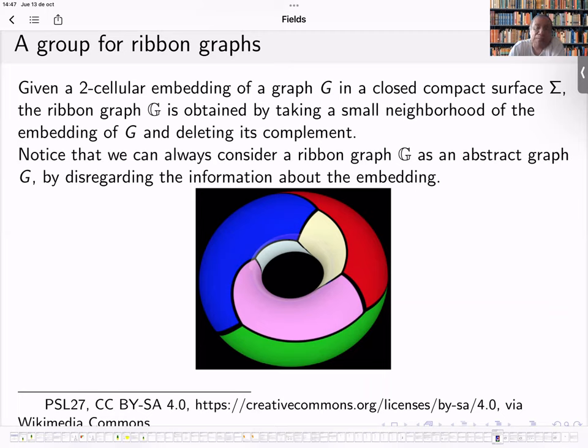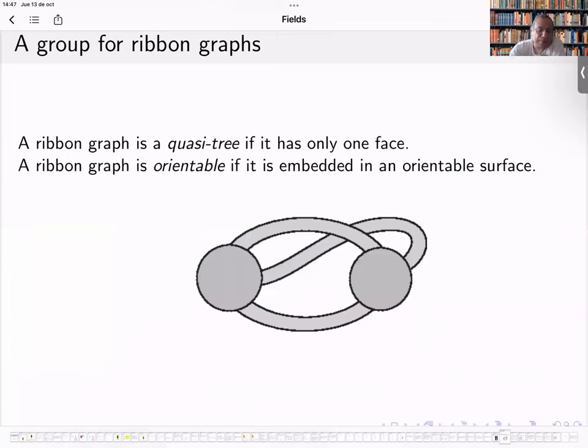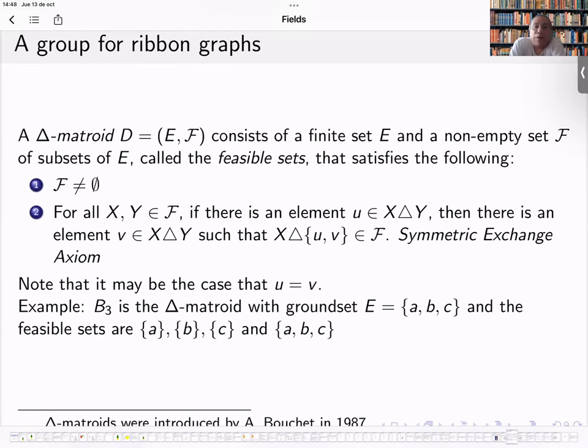For example, here you have the Heawood graph embedded in the torus. The parts in black define the ribbon graph, and you delete all the colored faces of the torus. These are surfaces with holes, so they have boundaries, and you count the boundary components of each ribbon graph. Important ones are the ribbon graphs with just one boundary component, called quasi-trees. I'm not going to define them; I'm going to talk about the group, but this is just for orientable ribbon graphs, that is, in orientable surfaces. We don't have a result for non-orientable surfaces.